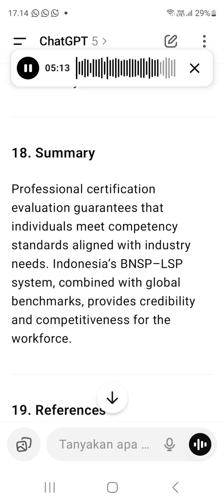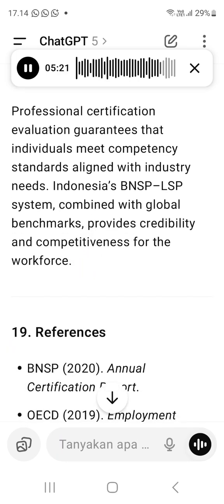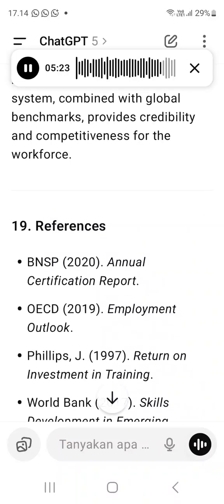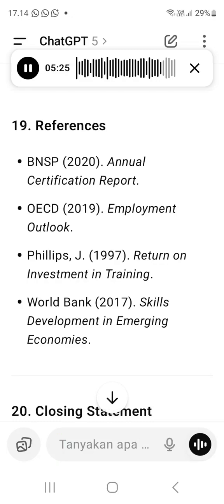18. Summary. Professional certification evaluation guarantees that individuals meet competency standards aligned with industry needs. Indonesia's BNSP-LSP system, combined with global benchmarks, provides credibility and competitiveness for the workforce.